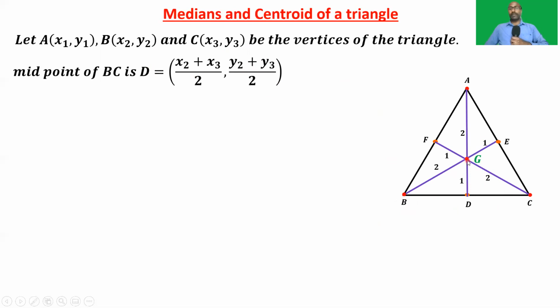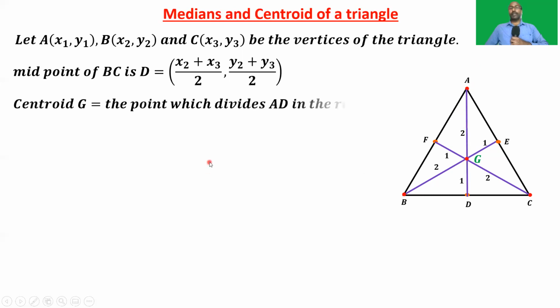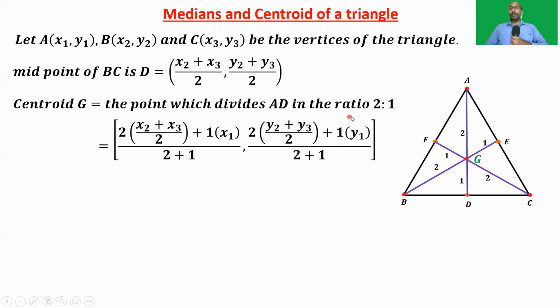Now the centroid G is the point which divides AD in the ratio 2:1. Here A is (x1, y1) and D is (x2 plus x3 by 2, y2 plus y3 by 2), and the ratio m:n is 2:1. So the point is (m x2 plus n x1 by m plus n, m y2 plus n y1 by m plus n), where A is the first point and D is the second point.